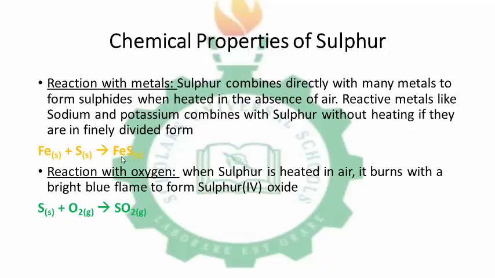Now when sulphur is heated in air, it burns with a bright blue flame to form sulphur(IV) oxide. And this is the equation: sulphur plus oxygen to form SO2, which is sulphur(IV) oxide. Don't forget, sulphur burns with a bright blue flame in air.